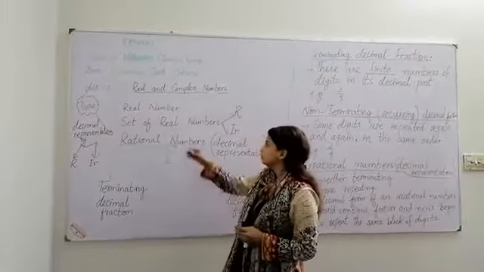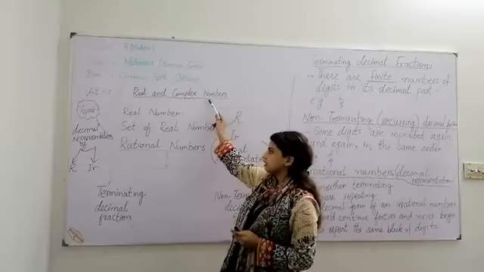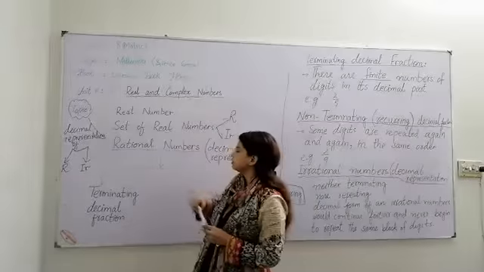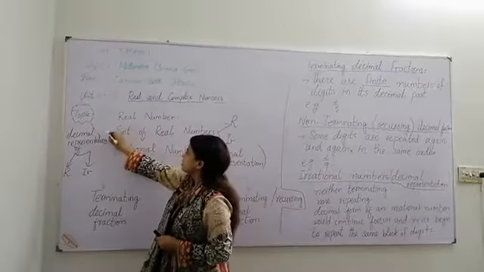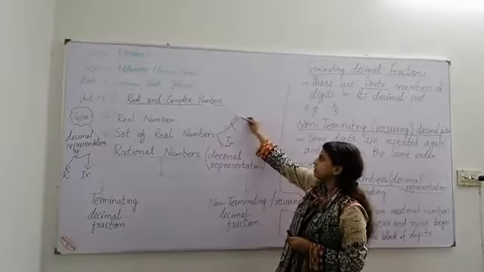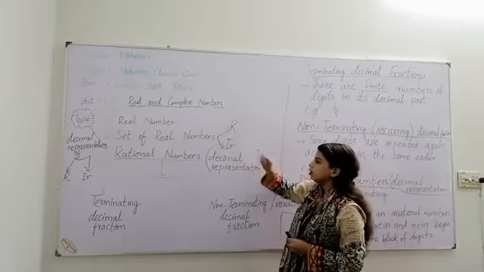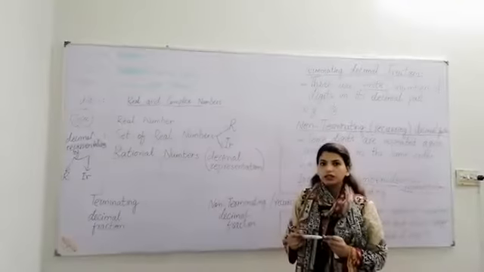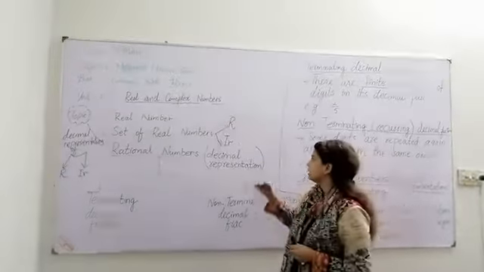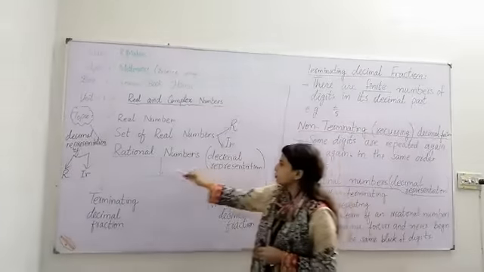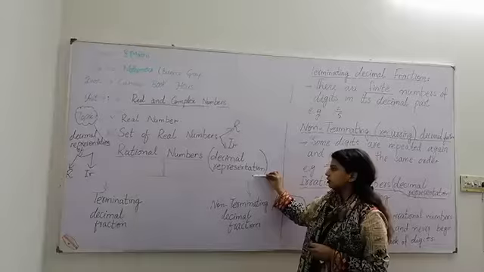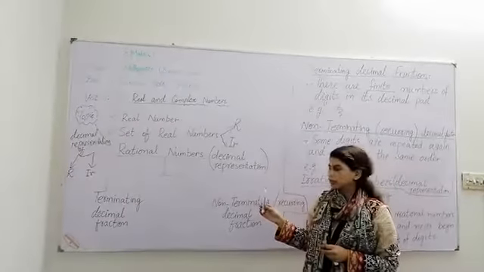We have to continue unit number 2, real and complex numbers. Up till now, we have discussed real numbers, the set that includes rational numbers and irrational numbers. Now we have to discuss the decimal representation of rational numbers and irrational numbers. What is meant by decimal representation of rational and irrational numbers?